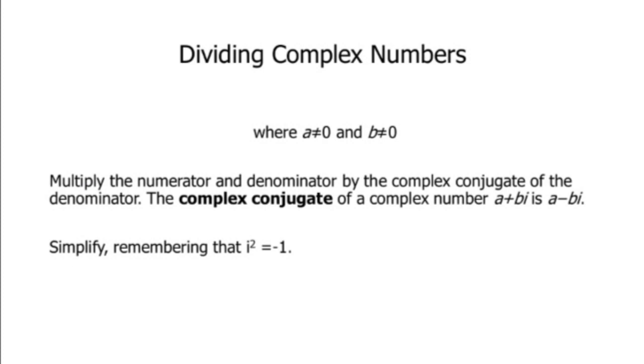And now, let's proceed to dividing complex numbers, where a is not equal to 0 and b is not equal to 0. Multiply the numerator and denominator by the complex conjugate of the denominator. The complex conjugate of a complex number a plus bi is a minus bi. Simplify, remembering that i squared is negative 1.